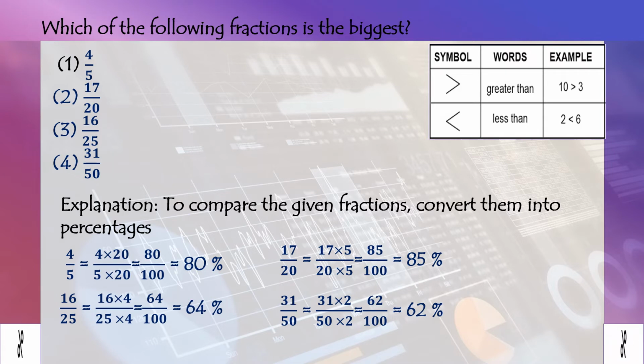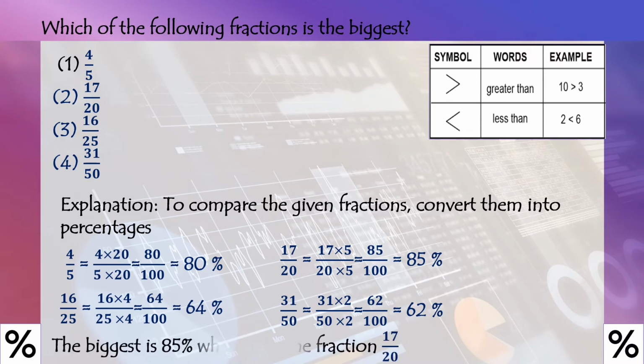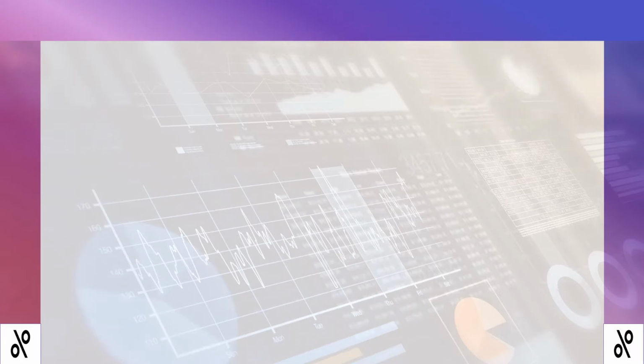Now if you compare this, you have to see which of the following fraction is the biggest. So which one is the biggest? Everybody can see option number 2, because it is 85%. So the biggest is 85%, which is of the fraction 17 upon 20. So alternative number 2 is correct. Okay. Let's move on to the next question.